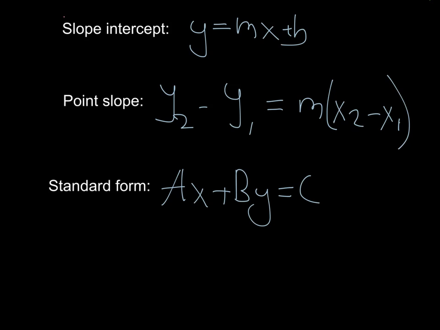And now we are going to review them one more time. Just to review, slope-intercept is y equals mx plus b. Point slope is y2 minus y1 equal to m of x2 minus x1. Remember that. And standard form is ax plus by equal to c.